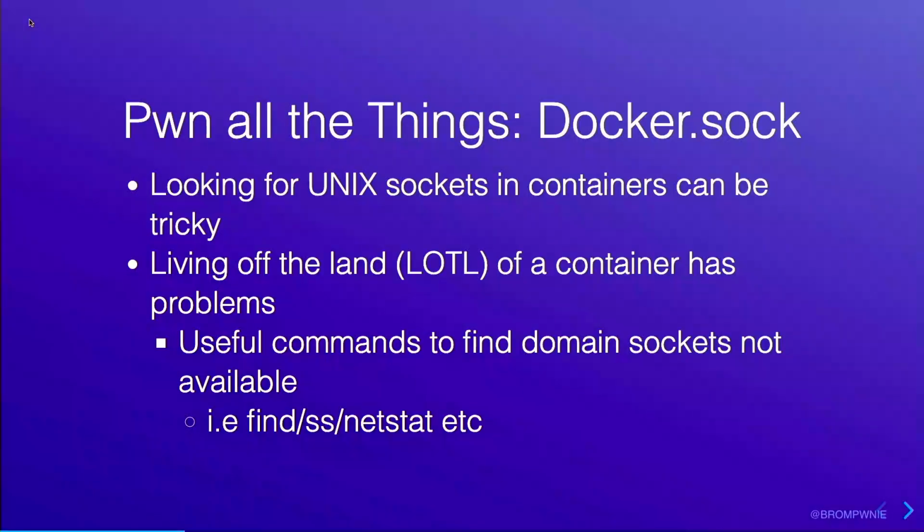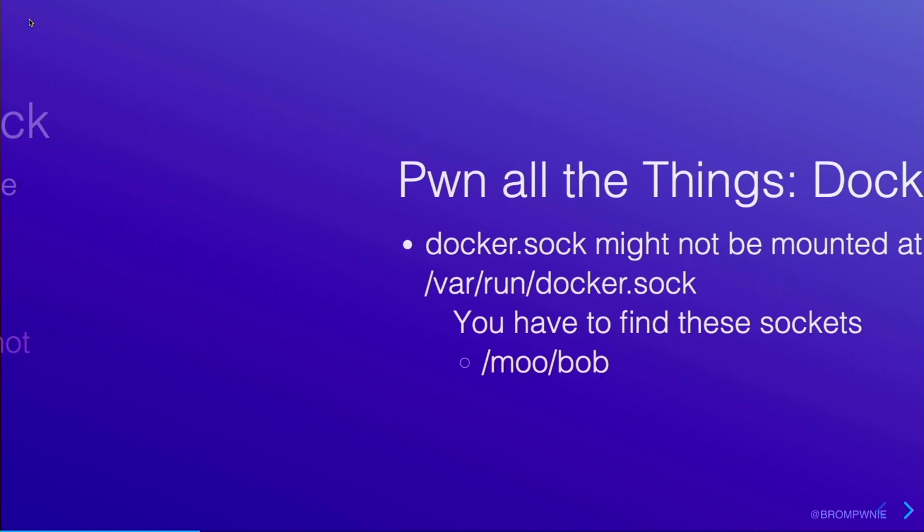And I got a bit annoyed that when looking for this kind of attack on a lot of hosts, things can get tricky. A lot of Unix sockets aren't necessarily going to be named docker.sock. It could be called moo.sock or something else like that. So how do you go ahead and actually find these things? A lot of containers or images like Alpine might not have the find command. So a lot of living off the land can get tricky when the commands that you need to perform your post-exploitation don't exist. So find, ss, netstat, and so on and so forth.